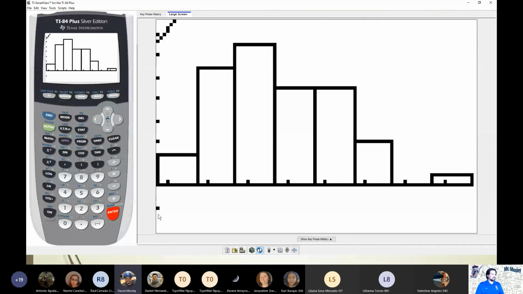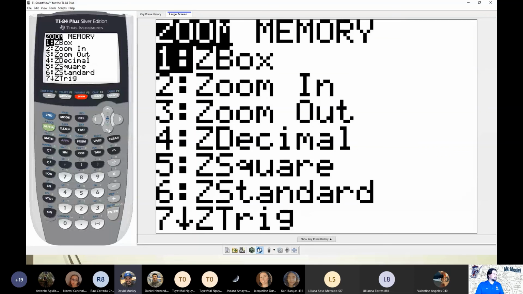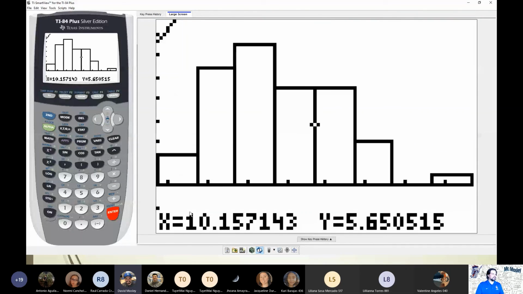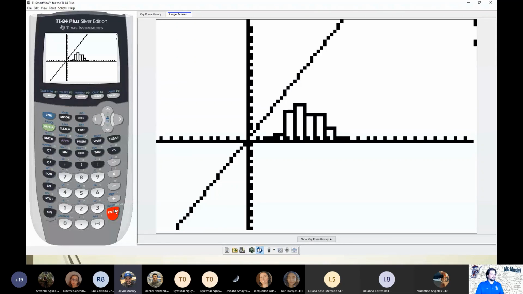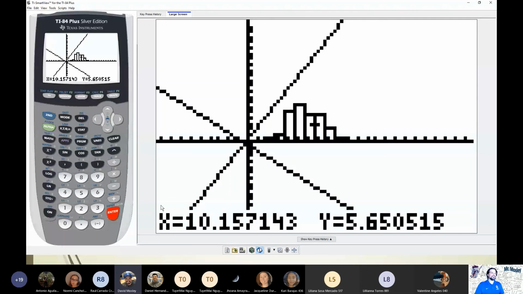Doesn't look like the whole thing though. Zoom out a little bit. Yeah, that's good. I've got an equation of a line in here somewhere. That was way too far out, but still. Here's our little histogram. Whee!